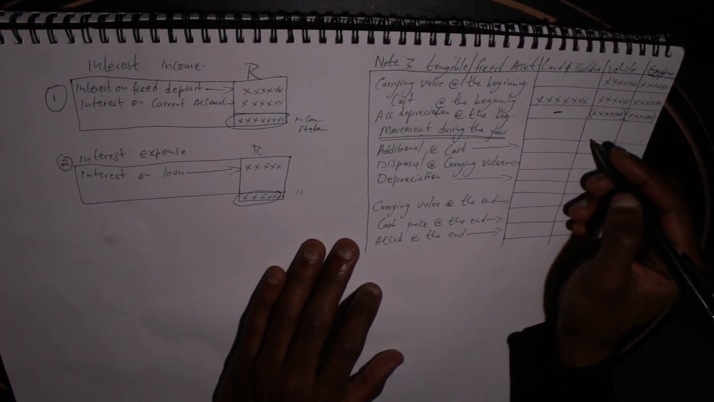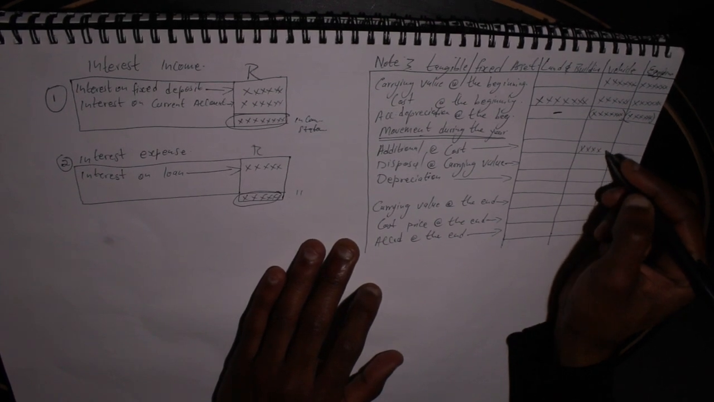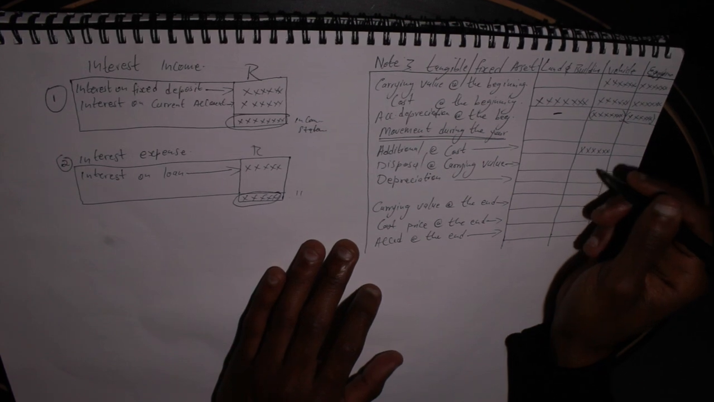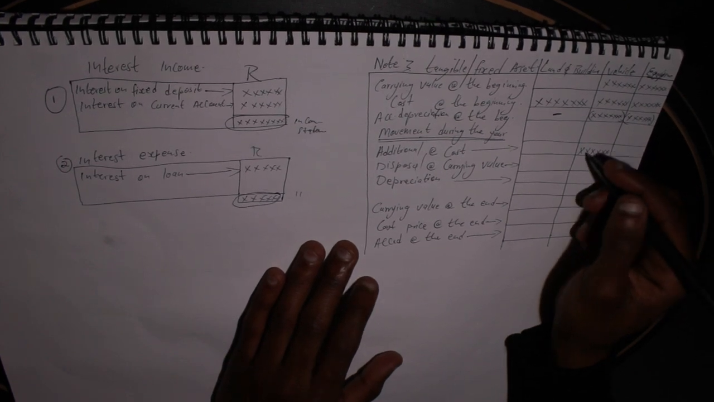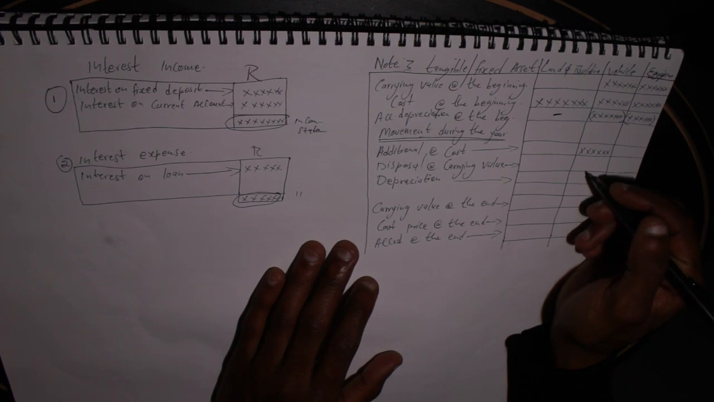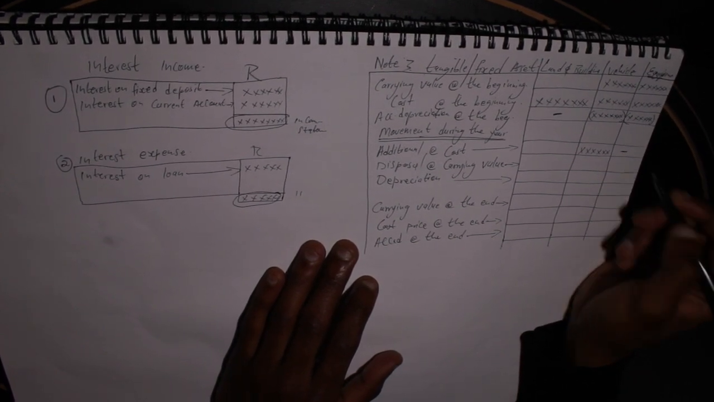Let's just say we buy another car or any form of vehicle in our business. We're going to show that there. Okay, we bought another car costing 50,000. Just going to show it there. Now, let's go straight to, let's say, equipment. We did not buy anything. We're just going to put a dash there.